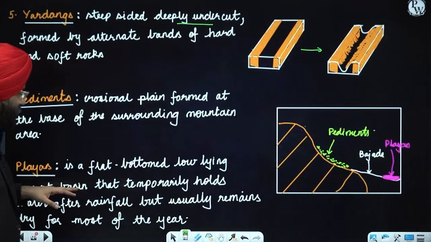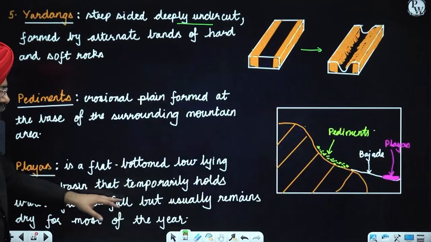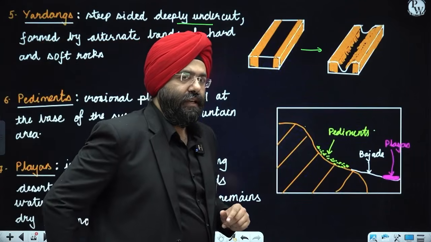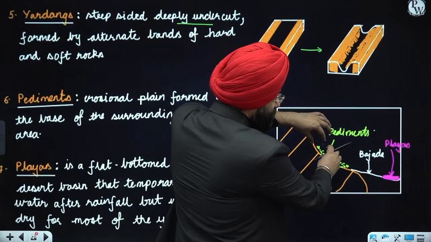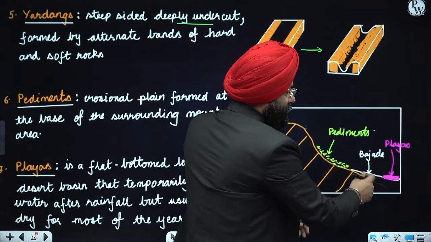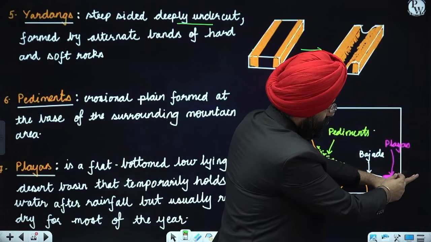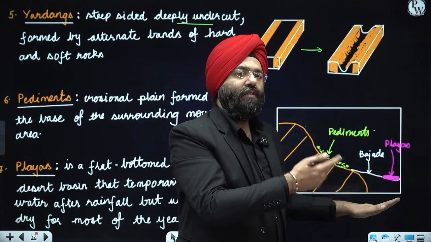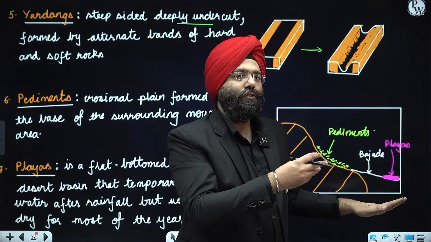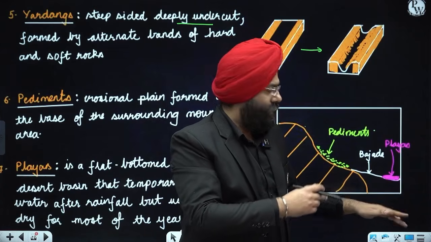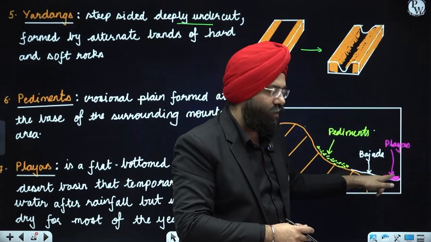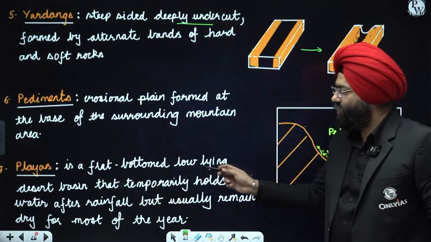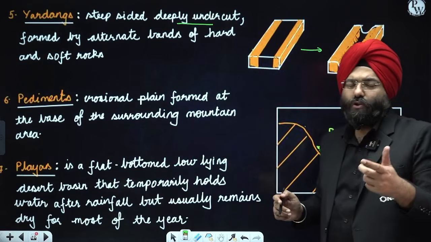Now what happens here is that it temporarily holds water after rainfall but usually remains dry for most of the year. Pediments are present here. Obviously, sometimes when it rains, because it is a basin-like structure, some water will be present here. Later on, it will dry and form a salt pan-like structure. But when water is present, this is the region where it will collect. That is why we have said it is a flat-bottomed, low-lying basin that temporarily holds water when there is rain.